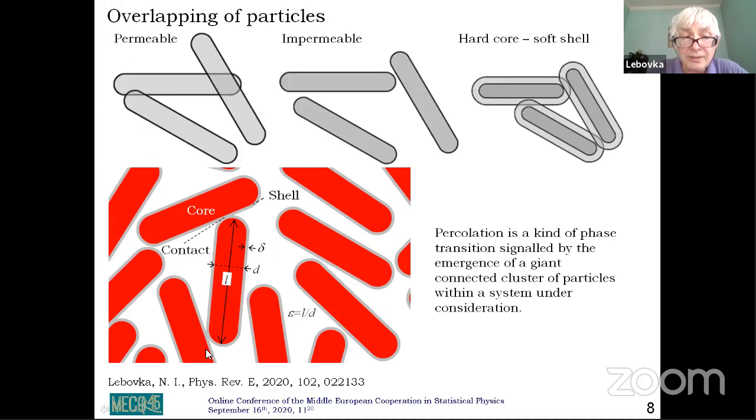That's why in this case we can walk through the particles, and this way, when we have this situation, we have transport through the system. This system is called a percolating system. Percolation is some kind of phase transition when we observe the appearance of a giant connected cluster.